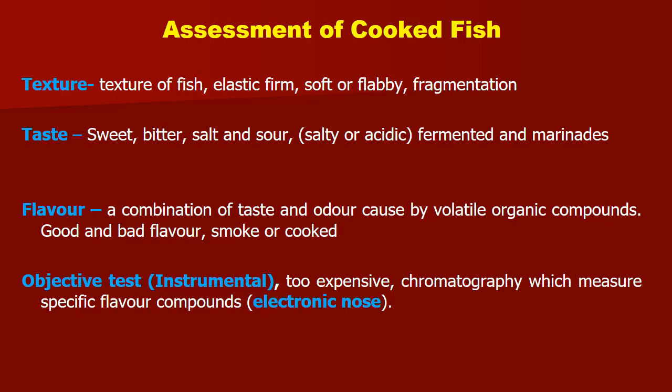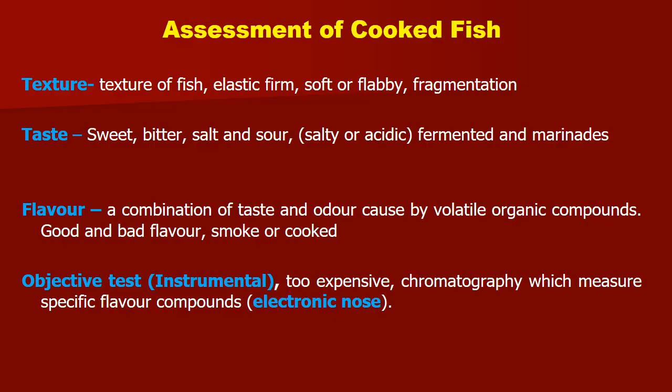Then the flavor. Flavor is normally a combination of taste and aroma, or taste and odor, and it is produced by the typical combination effect of many volatile organic compounds. So whenever we have a good or bad flavor, that indicates the freshness or spoilage of fish even after cooking. Similarly, we can have other flavor from the smoke or from the cooking.